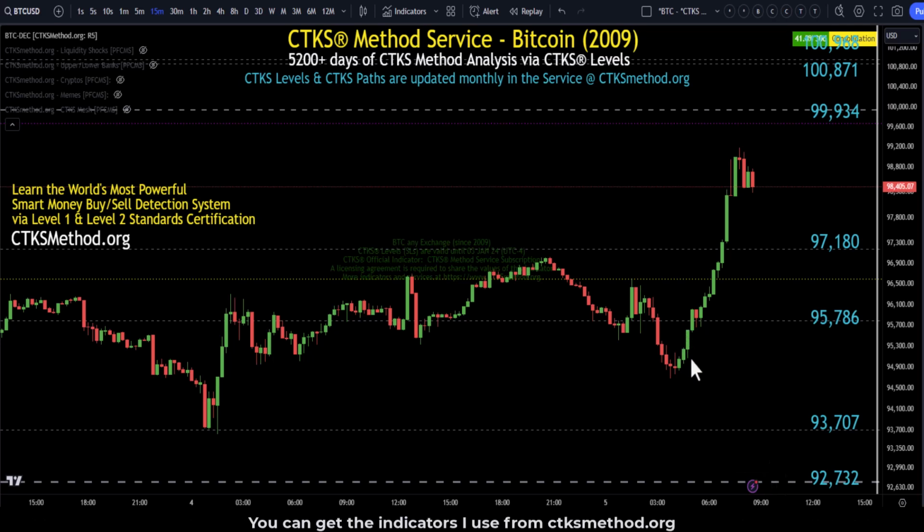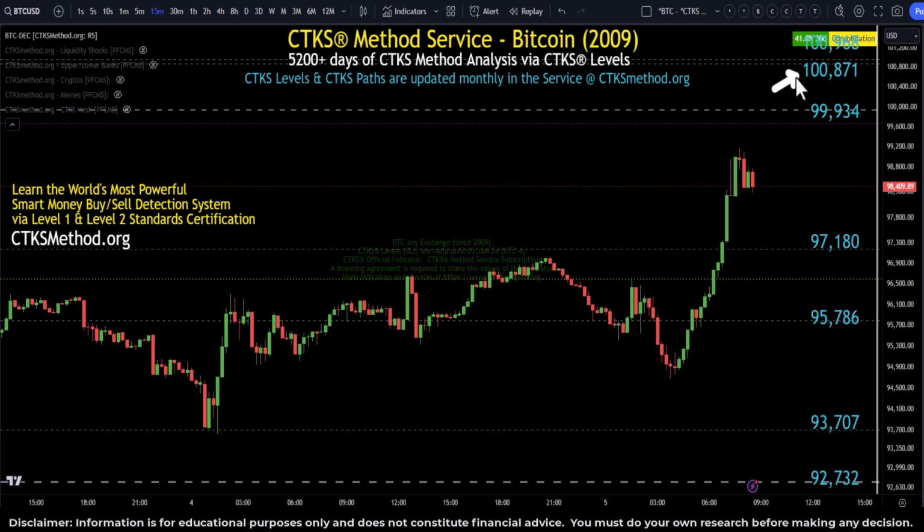We've seen a very big push in Bitcoin's price, and of course a lot of people thought that this push would go on forever, but there is structural resistance at that 99,934 level. There's also structural overhead resistance at the 100,871 and the 100,988 level.